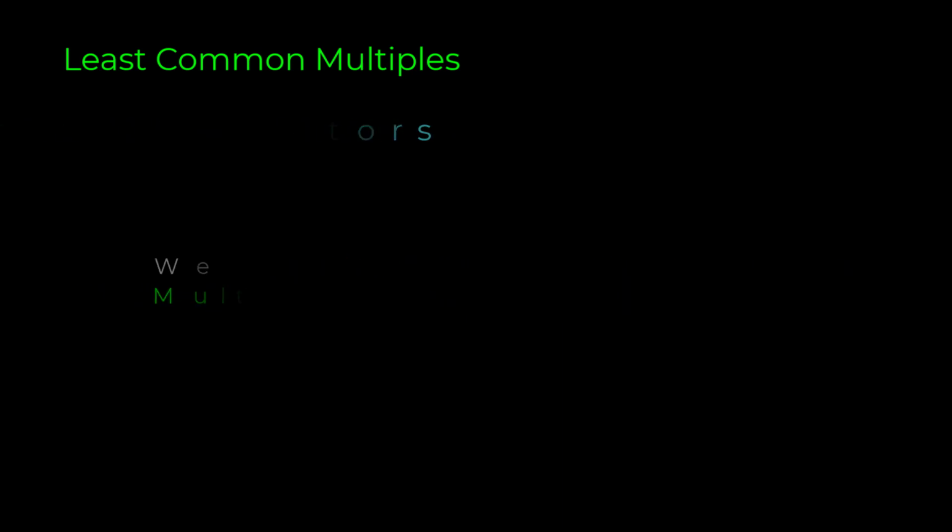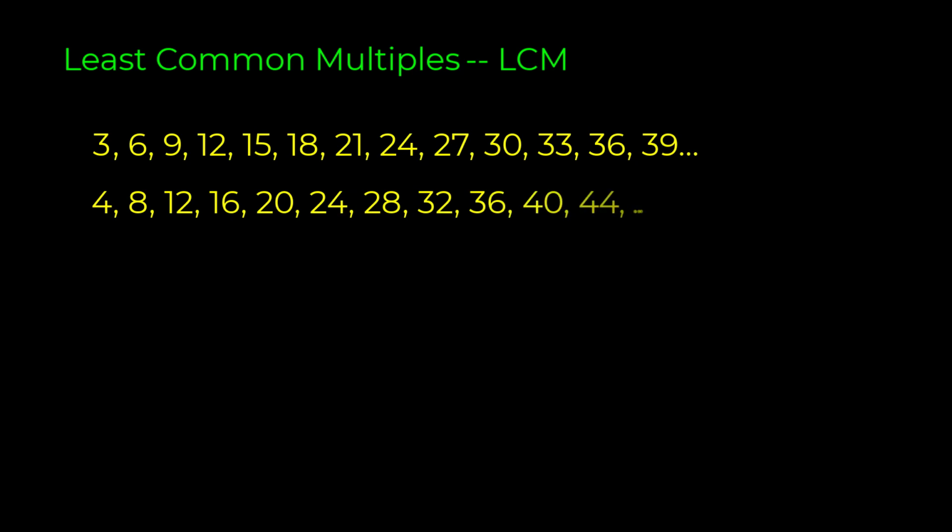Let's start with least common multiples. This is normally abbreviated as LCM. Let's consider two counting numbers, say 3 and 4. Now let's write the multiples of both numbers. Remember that the multiples keep going to infinity, so I'll just write the first several.